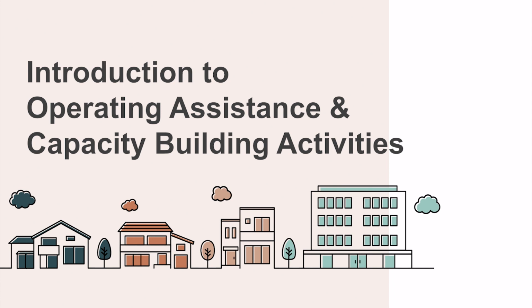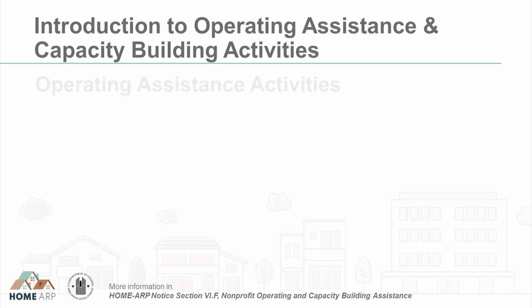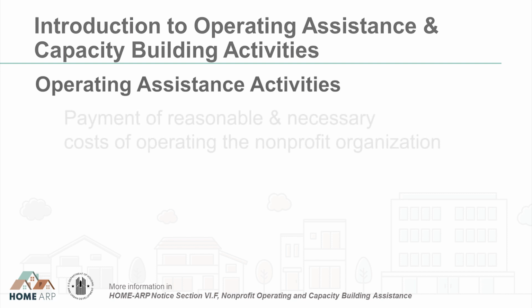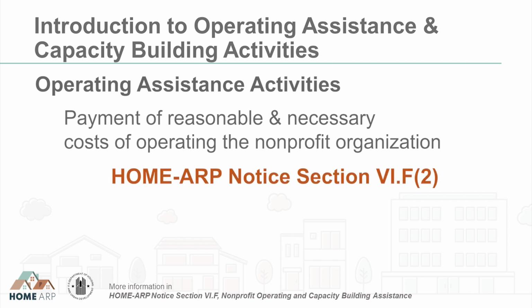First, let's start by discussing some basic background information on nonprofit operating assistance and capacity building. HOME-ARP Operating Expense Assistance is for the costs of operating the nonprofit organization. These costs may include employee salaries, wages, and other employee compensation and benefits. For a complete list of eligible costs for HOME-ARP Operating Expense Assistance, please see the HOME-ARP notice.